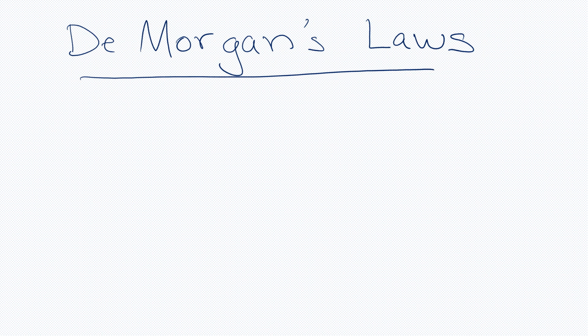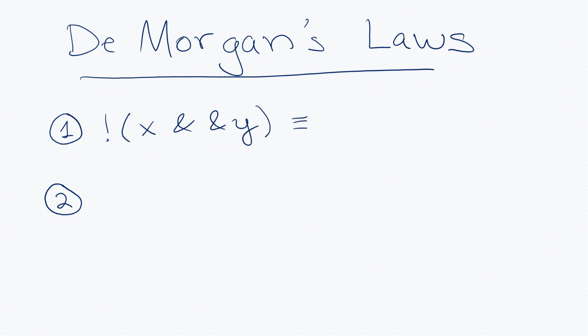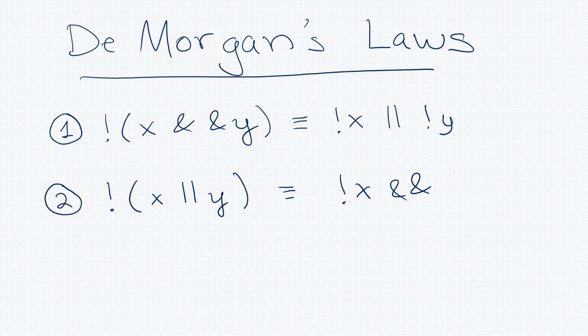When I ask you to tell me what the two De Morgan's laws are, I'm basically expecting you to say: not (x and y) is equivalent to not x or not y, and similarly, not (x or y) is equivalent to not x and not y. Okay, these are the two rules, but the question is what this actually means.